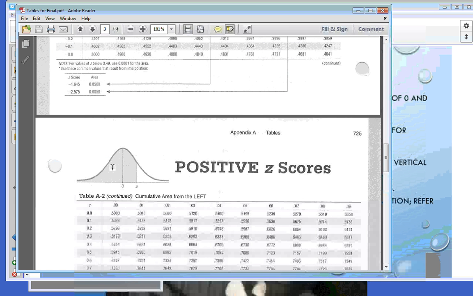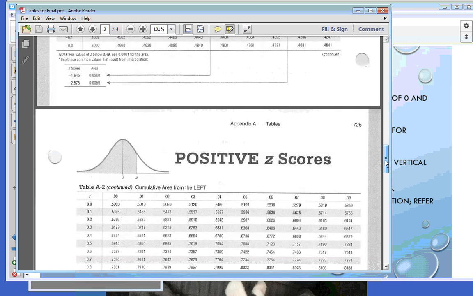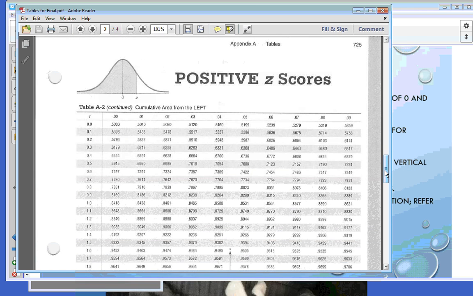Notice that positive have to be greater than 0. Well, that just makes sense to us. Keep in mind that z-scores can be positive and negative. Areas can never be negative. You cannot have a negative area. That just doesn't exist. Notice here at z is 0, right at 0.